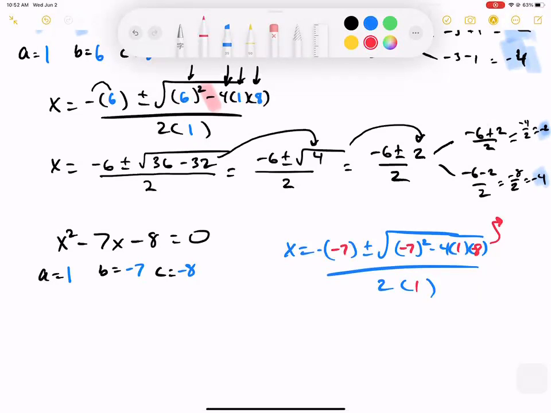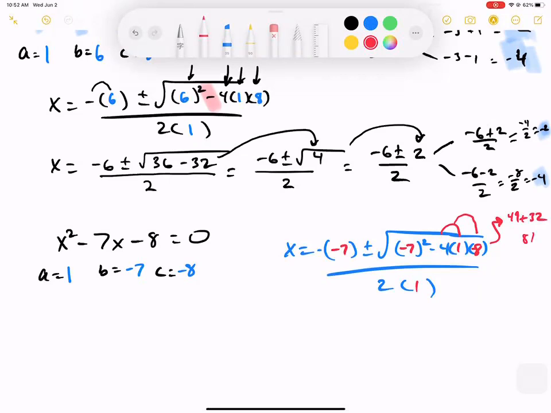What is negative 7 squared? That's going to be 49. And what is 4 times 1 times 8? 4 times 1 is 4, and then take that number, 4 times 8, is 32. And what's a negative times a negative? Negative times negative is a positive 32. Now, what is 49 plus 32? That's going to be 81.